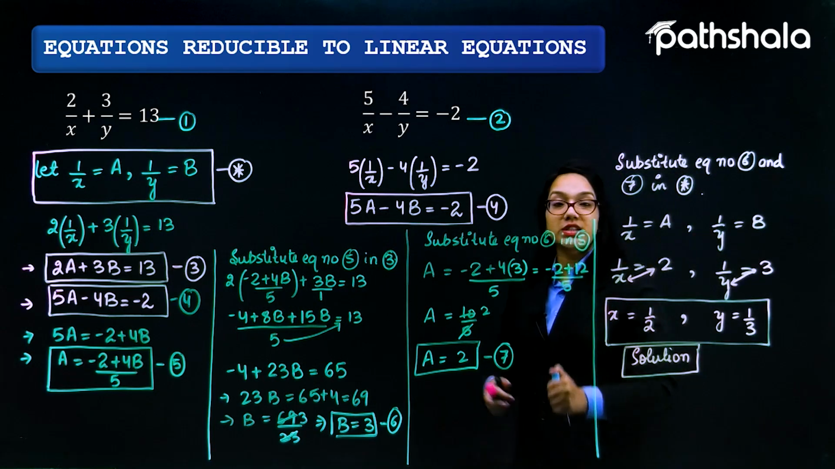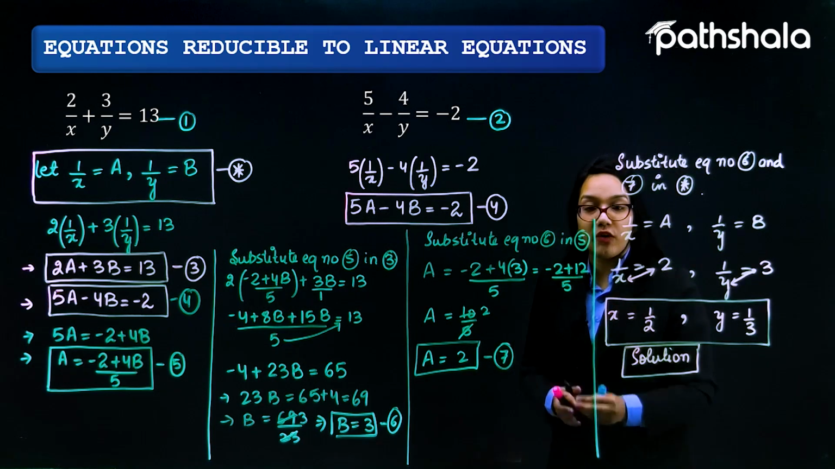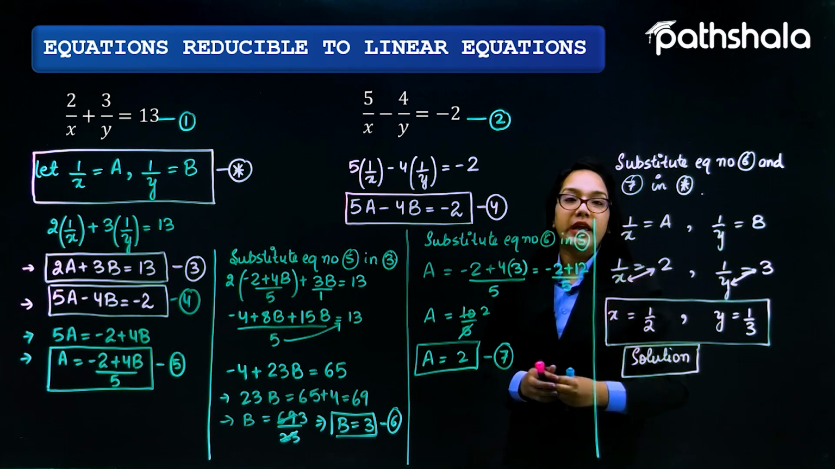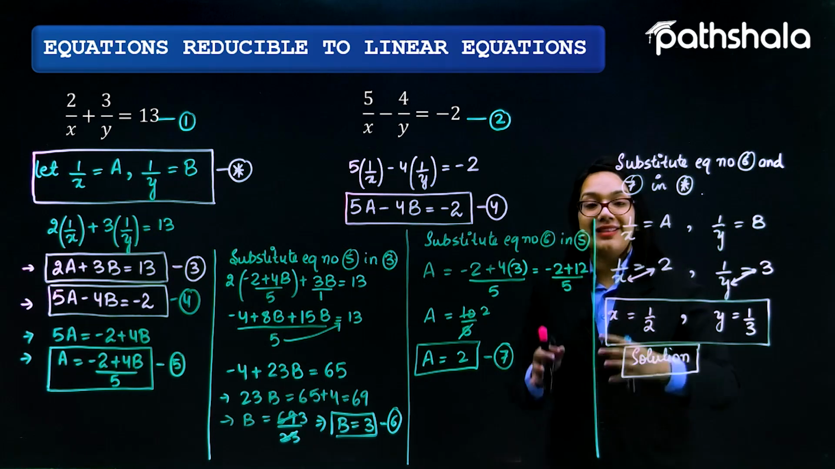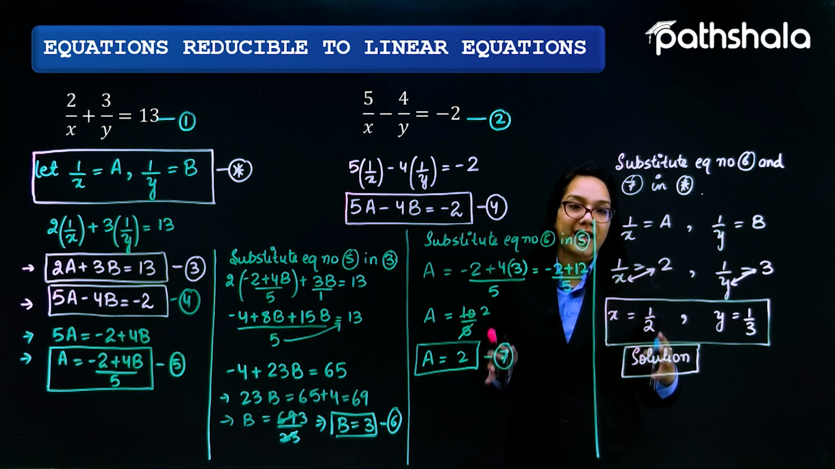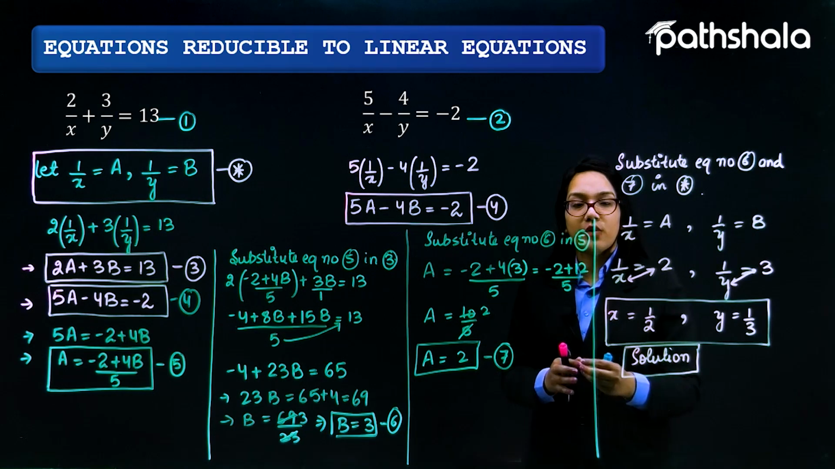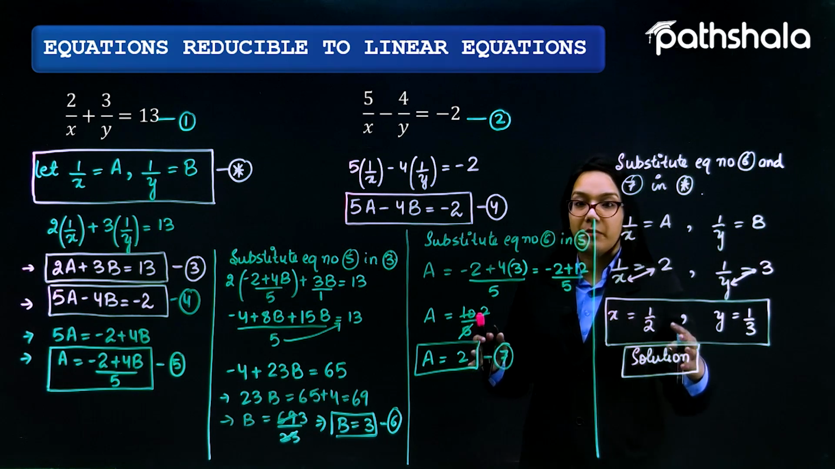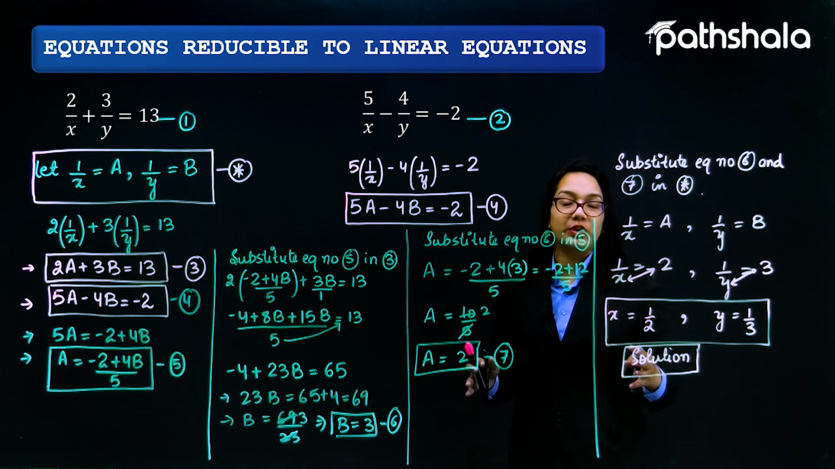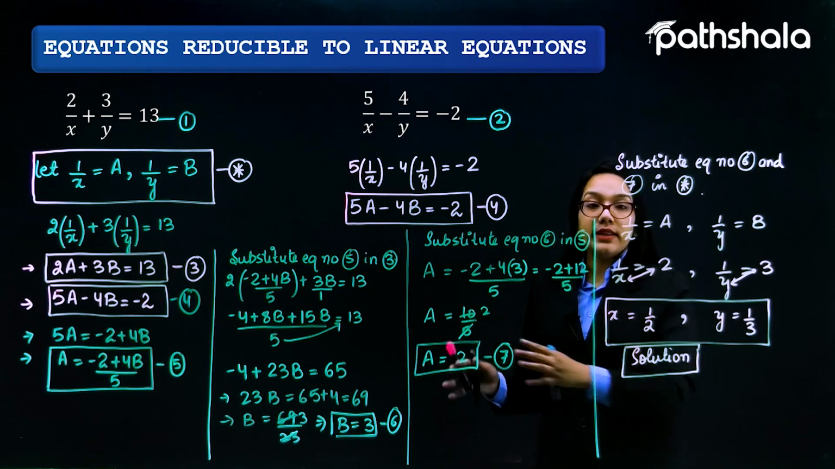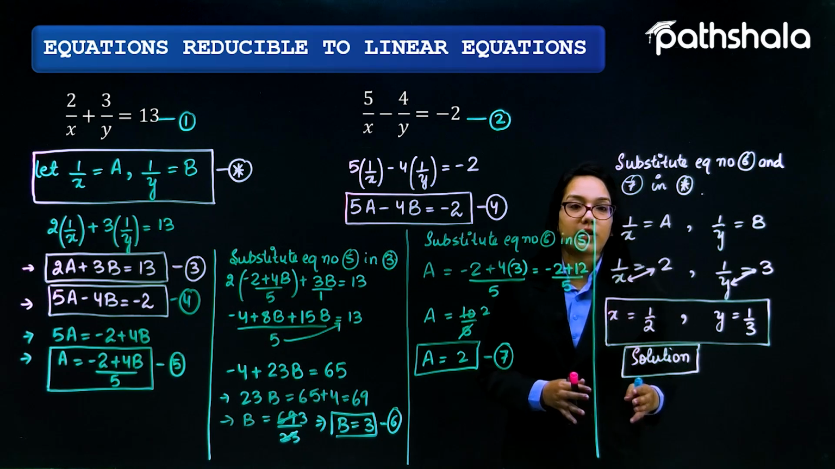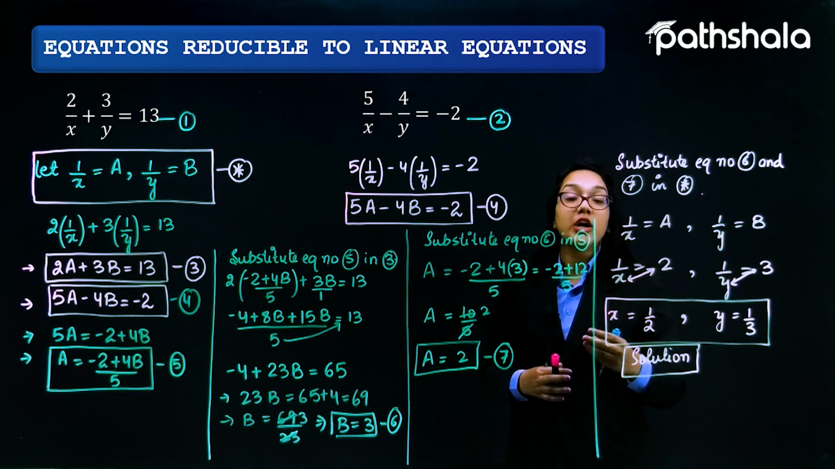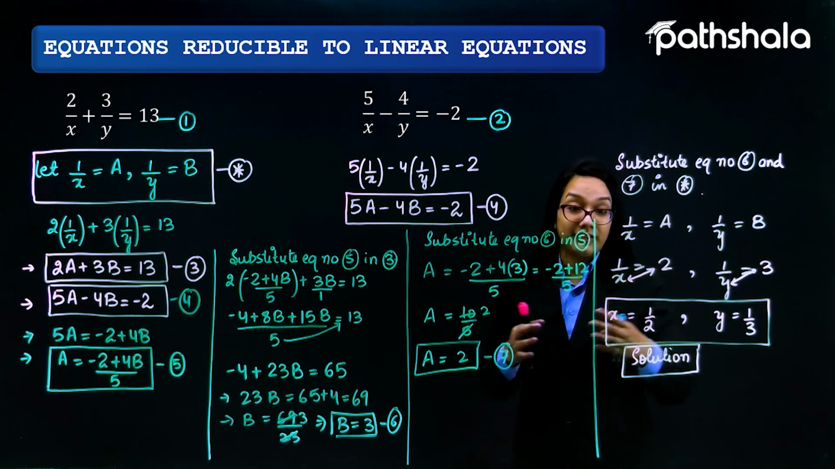So this is all about the concept of reducing equations of such a form into linear equations and then applying the appropriate algebraic method to find the values of x and y. So this is all about equations reducible to linear equations. I hope all the steps related to this particular question are clear to you. So let's move on to the next question to clarify this concept a little bit more.